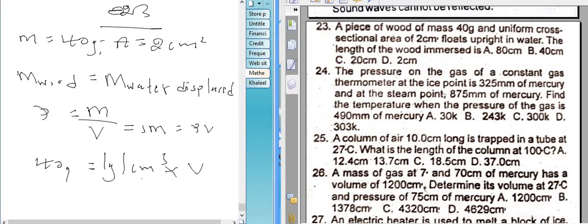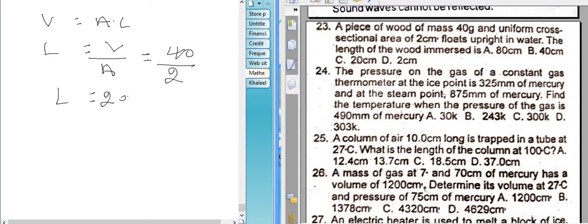So we can say gram goes, and the remaining unit is centimeter cube. Dividing by 1, we know the volume is going to be 40 centimeter cube. So this is the volume. What we are looking for is the length. Now we know that the volume is equal to the area times the length, or the height. So length is volume over area. The volume we got is 40, all over the area, which is 2 centimeter square. So therefore the length is 20 centimeters. Hence option C is the answer.